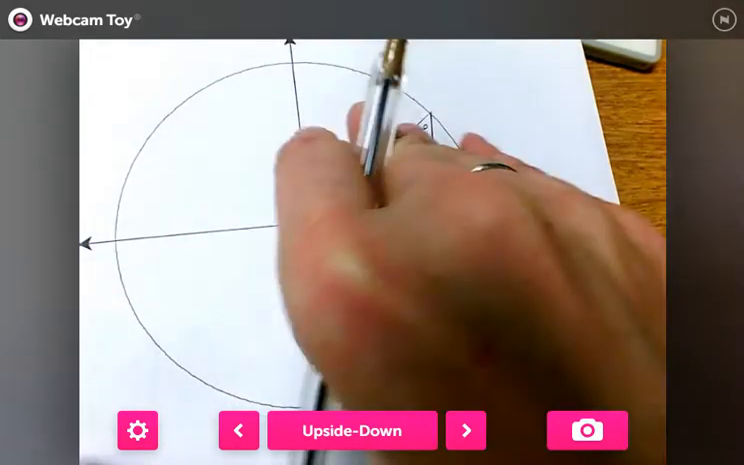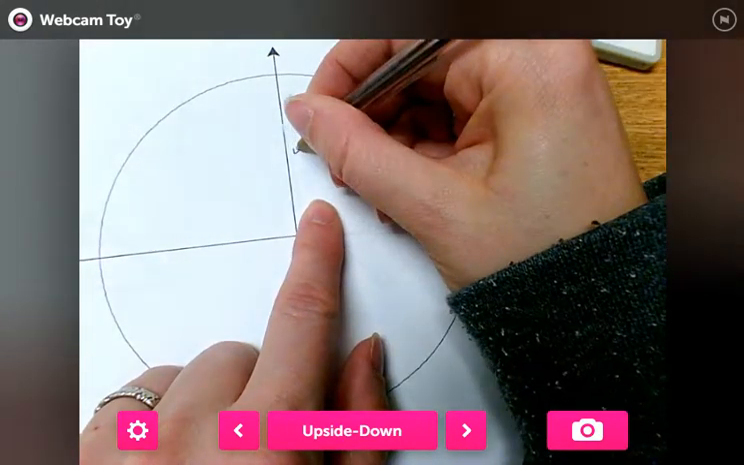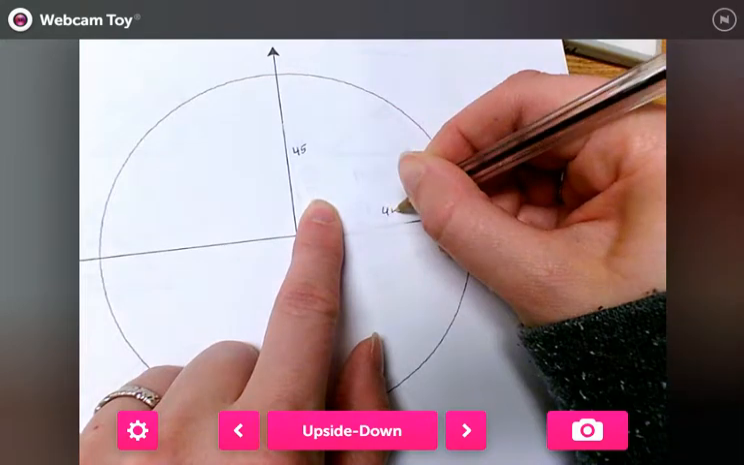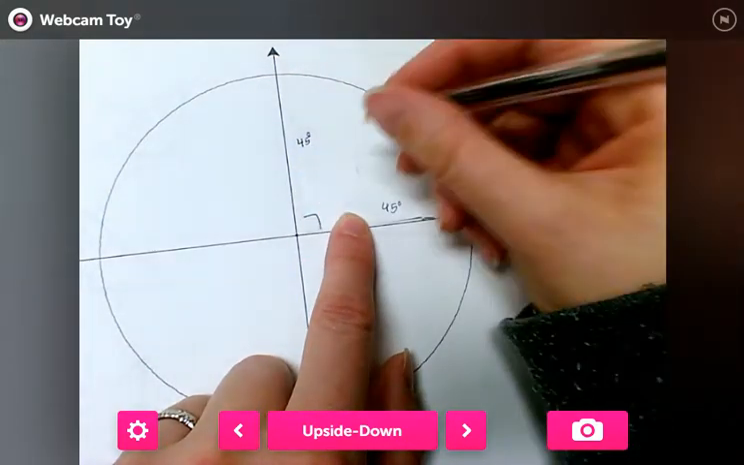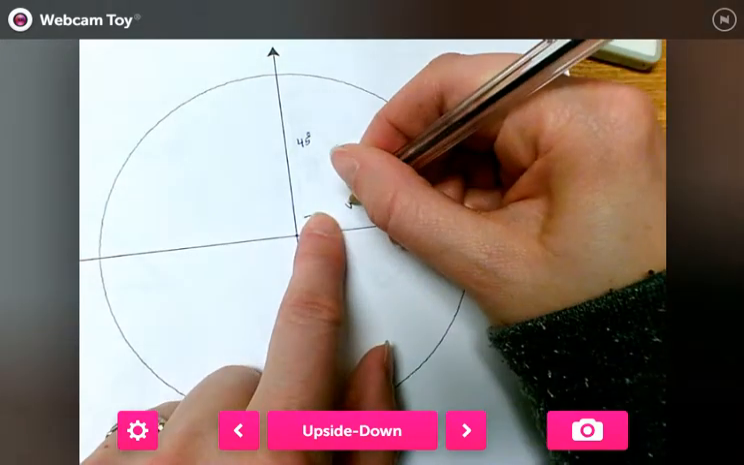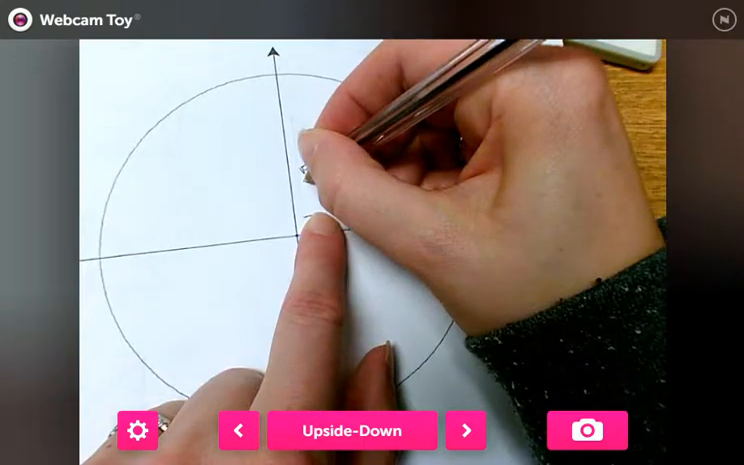Now, I only have this on one side. I'm going to flip it over and have everything on this side. Remember, I need the 45, 45 degrees. I need to know that this is 90. I need to know this is 1. I need to know this is square root 2 over 2, square root 2 over 2.